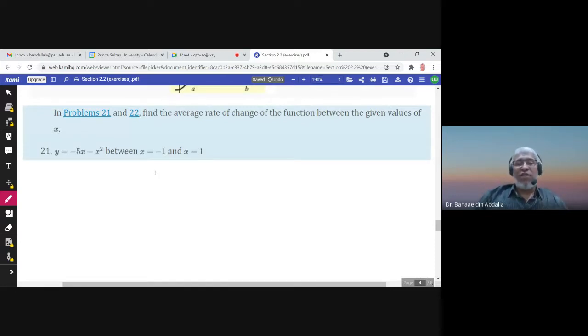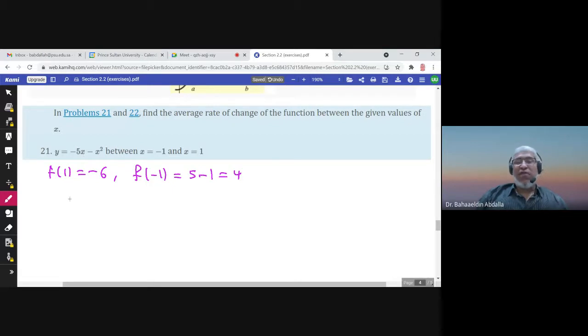So to find the average rate of change, I need to find f of 1. What is f of 1? Negative 5 minus 1. This is negative 5 times 1 minus 1, negative 6. And what is f of negative 1? f of negative 1 would be negative 5 times negative 1. This is 5, minus negative 1 squared, which is just 1. So it is 4. Again, negative 5 times negative 1 is 5, minus 1, that's 4.